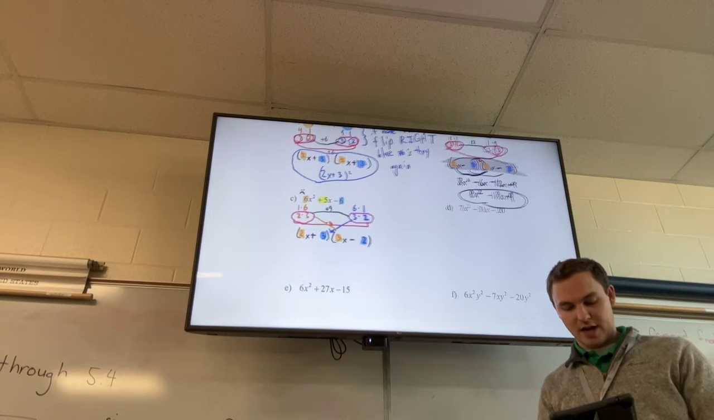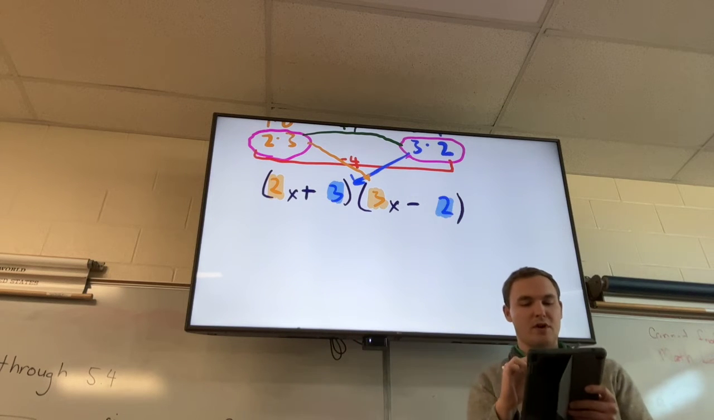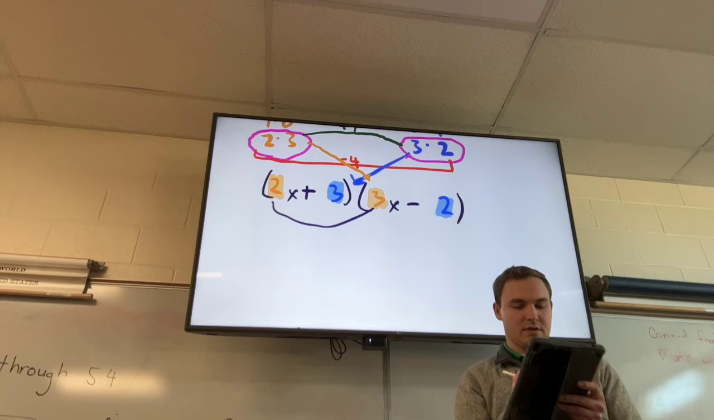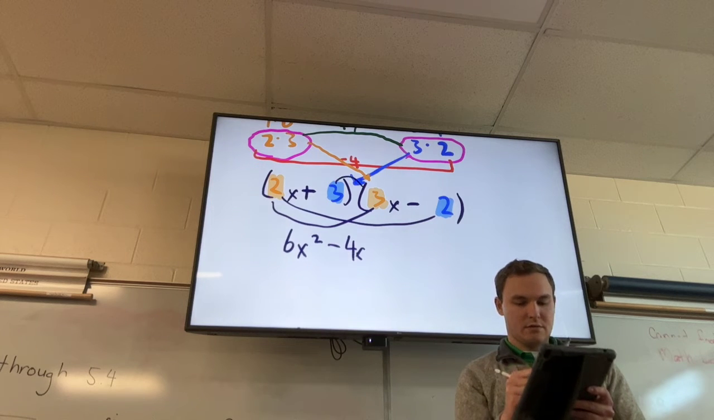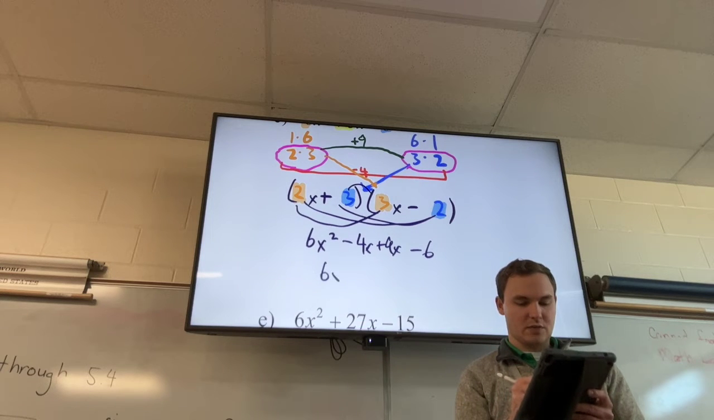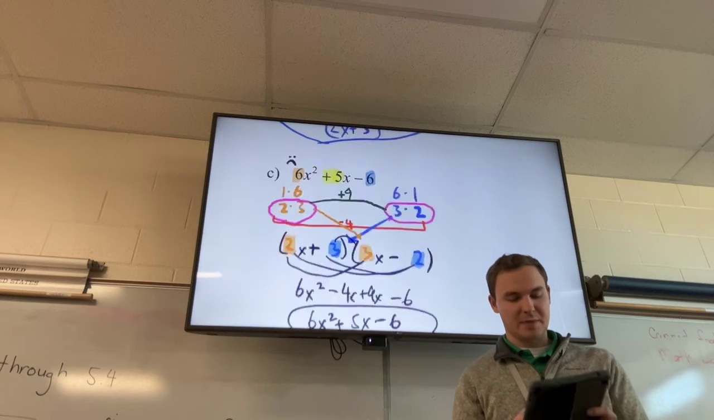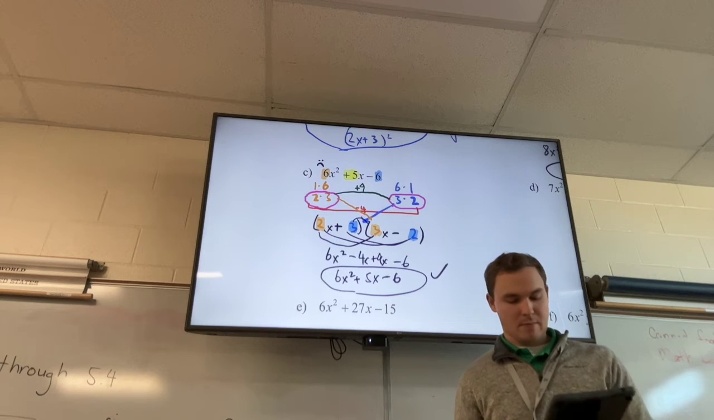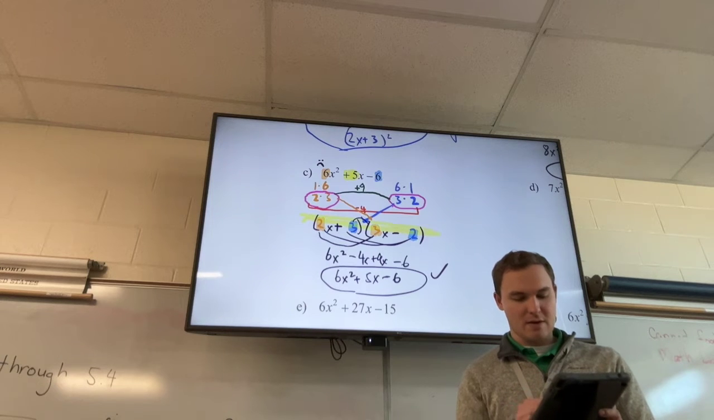No GCFs left, right? I factored all the way, and then I always FOIL back out on these, okay? 6x squared minus 4x plus 9x minus 6. That gives me 6x squared plus 5x minus 6. There you go. That's the same as my original problem. Okay, so my answer, it's probably a little misleading that I circled that. Here's my answer right here, shaded in yellow.